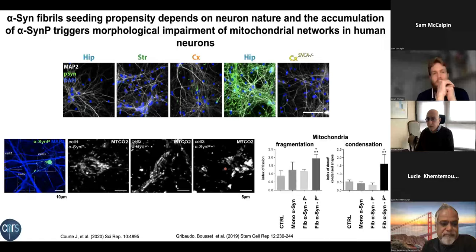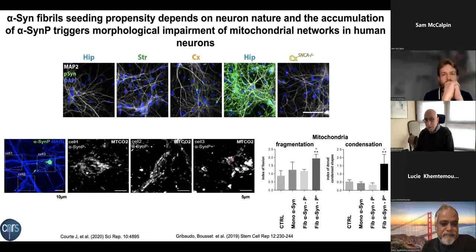So the aggregation and multiplication of these aggregates, as I showed you, is deleterious, both because of the redistribution of important proteins at the surface of the membrane, but also because of compromised endolysosomal integrity and compromised mitochondrial integrity, okay?